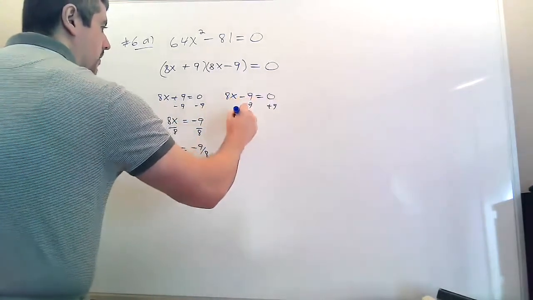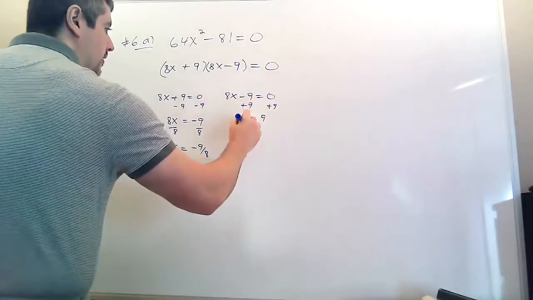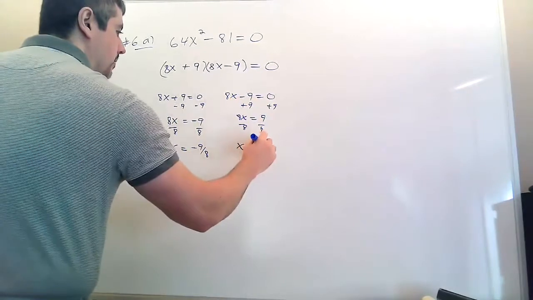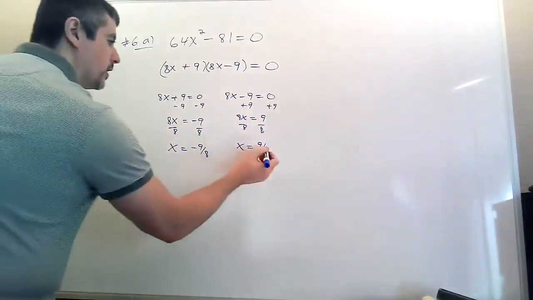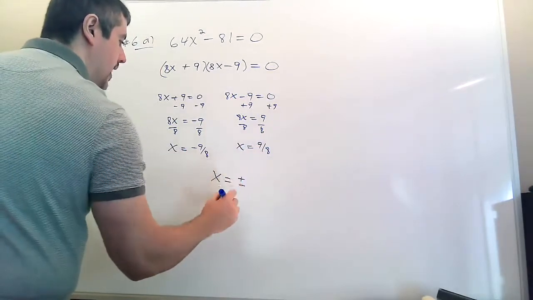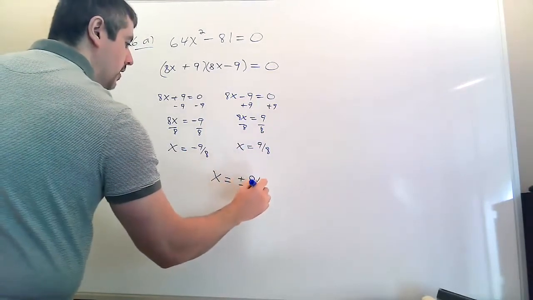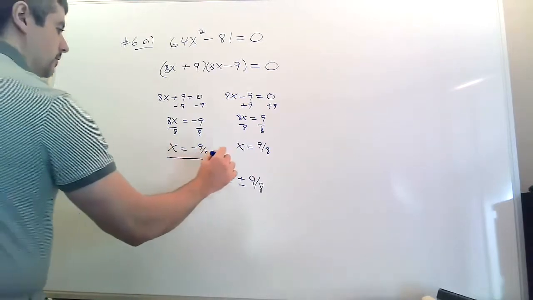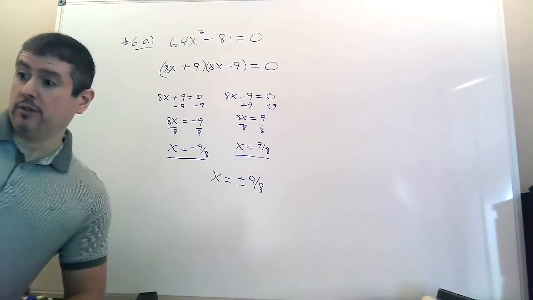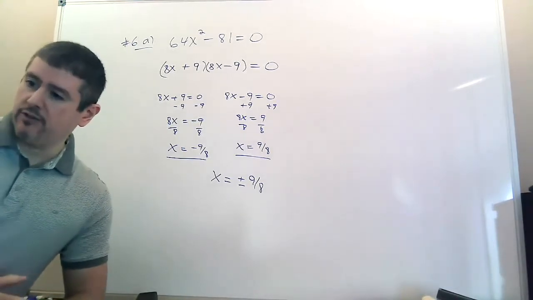Right? You add the 9. You get 8x equals positive 9, divide by 8. And you get 9 over 8. And then if you want to write it as a single thing, if you want to be all fancy and sophisticated, you could put plus minus 9 over 8. But this is fine, right? This is what you do. You factor it. You set each factor equal to 0, and then you solve it. Show me the steps, please.